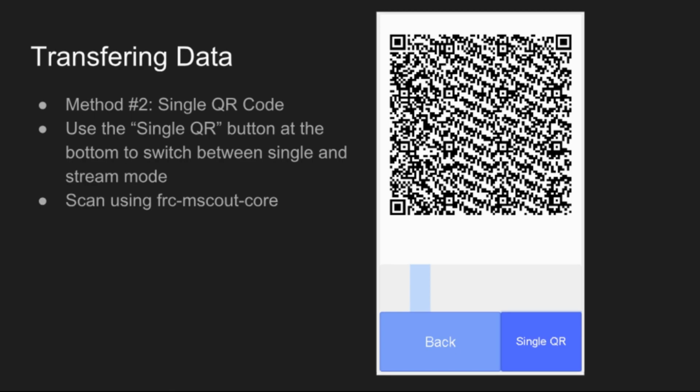But this allows you to toggle between a single static QR code, right? So if the data is really small, if the robot didn't really do a lot of things, you can try a single QR code, and it'll give you a static QR code, and nothing will change. You can use the same program, and it'll have an option for you to scan a single QR code. You can try to scan that in.